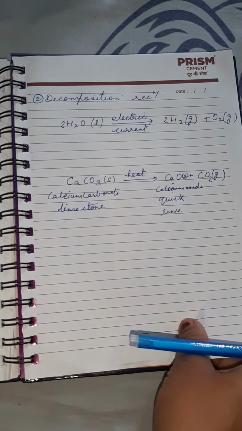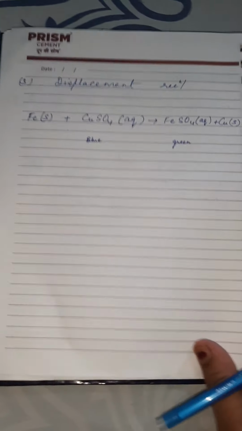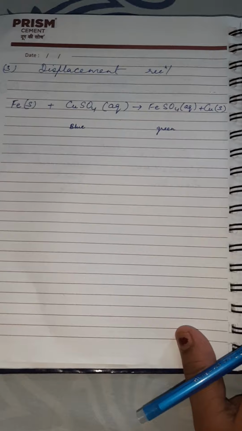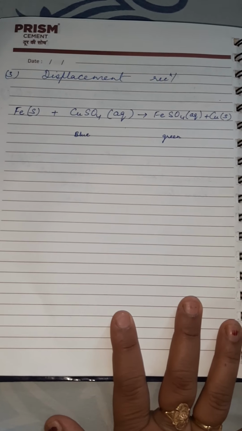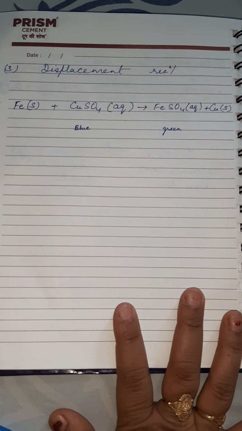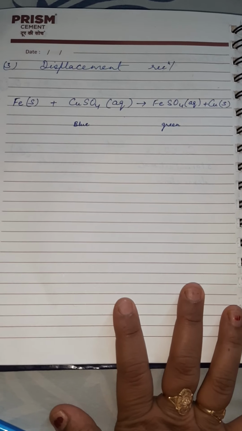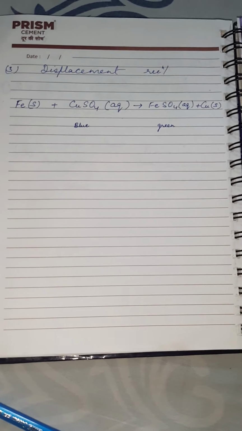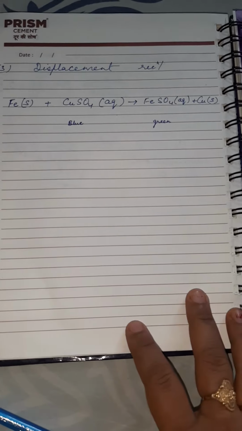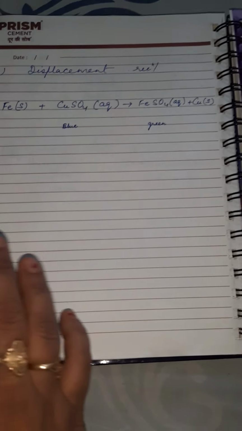Okay. Now another type of reaction you are going to study is displacement reaction. In displacement reaction, one element displaces another in a compound. Here you can see with the help of example, iron plus copper sulfate. Iron is in solid form and copper sulfate is in aqueous form. When mixed, iron combines with the sulfate of copper sulfate, it makes iron sulfate, and copper is separated.